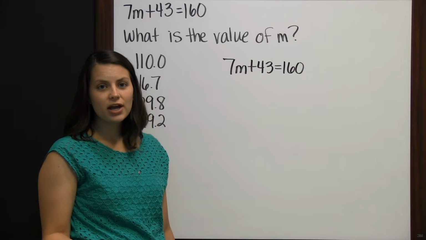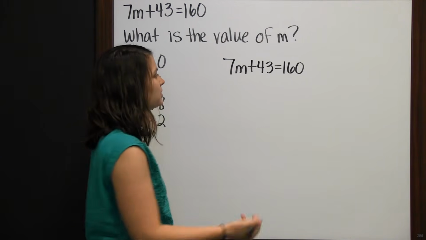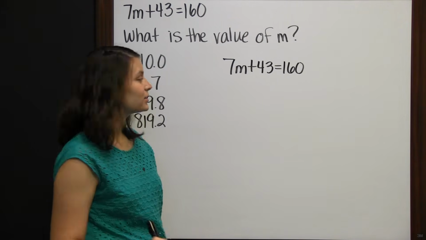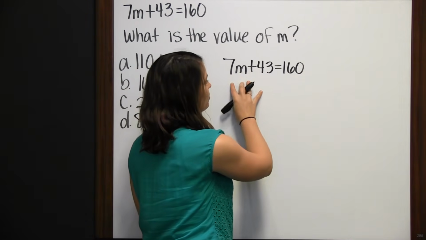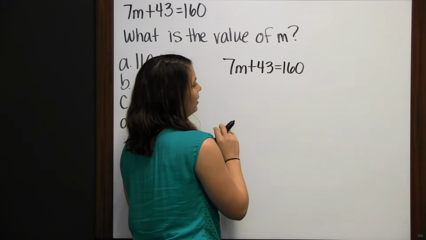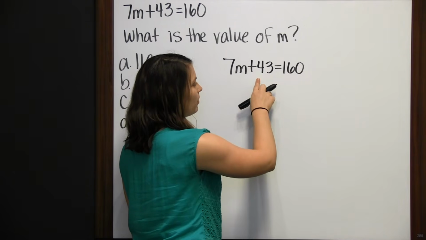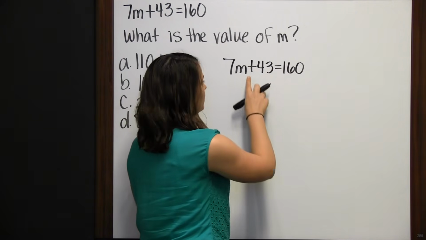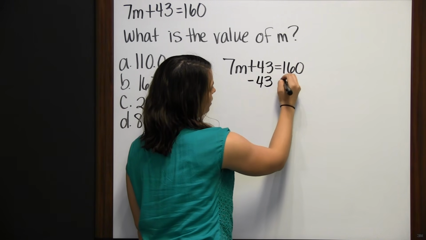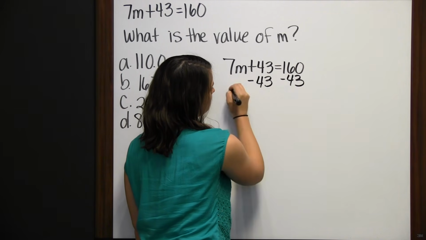We could guess and check numbers until we found a number that would satisfy this equation. But there's a much easier and more direct way, and that is to undo the operations that are done to our variable m. We're going to start by undoing the addition of 43, so we're going to subtract 43 from both sides.